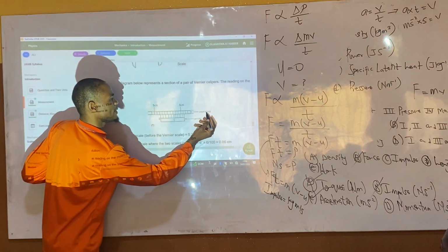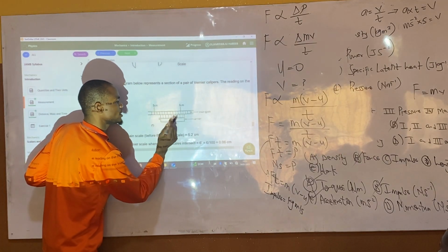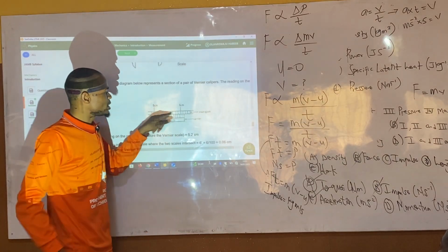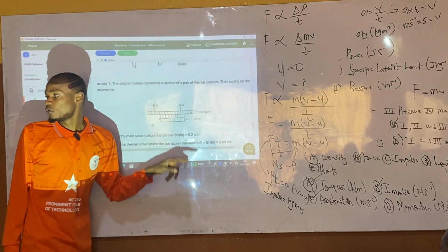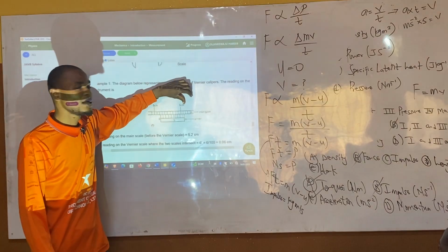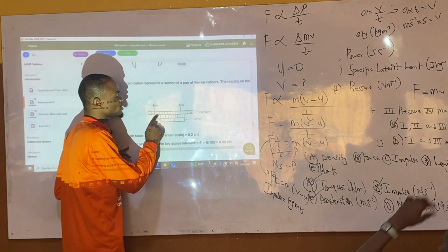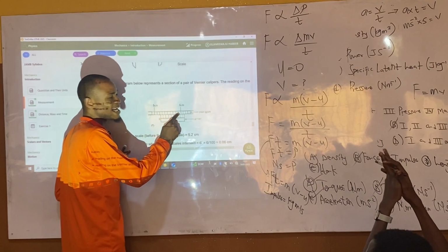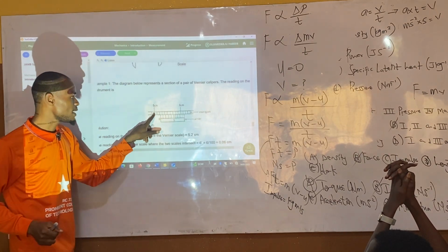Now look up. This is the main scale. This is the vernier scale. The scale at the upper part is the main scale. What value can you see here? I can see 5 centimeter. I can see 6 centimeter. How many lines can you count within them? 1, 2, 3, 4, 5, 6, 7, 8, 9. Which means this is 5 centimeter.